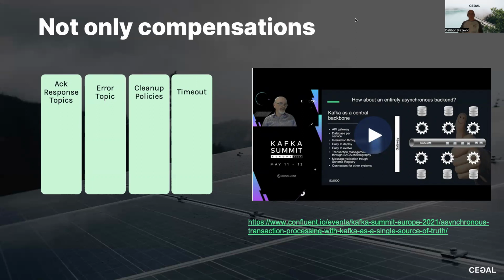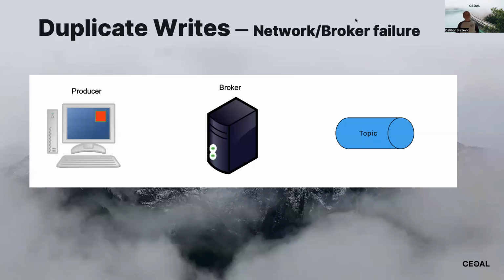Because it's not synchronous. I'm not going to explain in detail here how that can be achieved. I had a talk at Kafka Summit 2 years ago, so please have a look at that if you want to learn more, because we don't have time right now to explain that in detail. So let us see now how duplicate writes can happen and when it occurs.